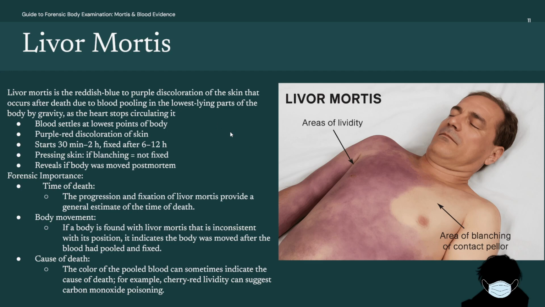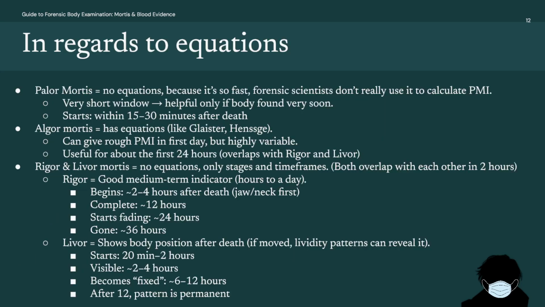and it is fixed after 6 to 12 hours. If you noticed, livor mortis and rigor mortis are overlapping in their factors, as they both involve the stiffening and the discoloration of the body, which is quite normal as it is one of the factors in determining the death of an individual. Anyways, it is of forensic importance to know the time of death, the body movement, and the cause of death using the factors indicated in livor mortis.